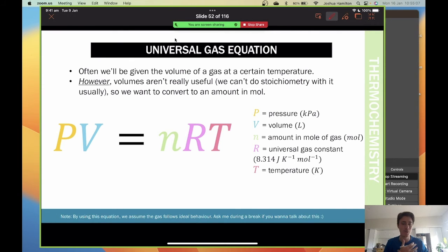Now, the most important thing today is to know what the units are. So pressure is in kilopascals, volume is in liters, n is in moles, R is a constant. Now, 8.31 is sufficient. You don't need to put the 4. If the question explicitly asks you to go to 3 decimal places, you'll use the 4. However, 8.31 is sufficient. You can just use 8.31.